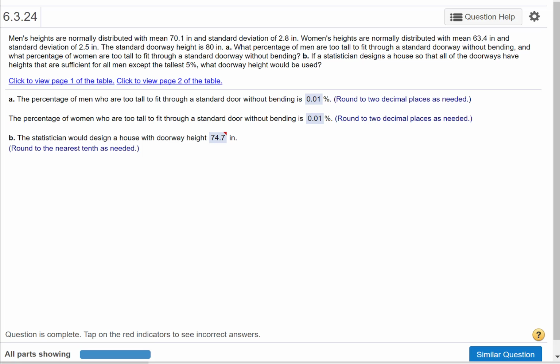Okay, so for this problem it says men's heights are normally distributed with a mean of 70.1, standard deviation 2.8, and women's heights are normally distributed with a mean of 63.4 and a standard deviation 2.5. The standard doorway is 80 inches. Okay, part A. What percentage of men are too tall to fit through a standard doorway without bending, and what percentage of women are too tall to fit through a standard doorway without bending? Let's look at part A first.